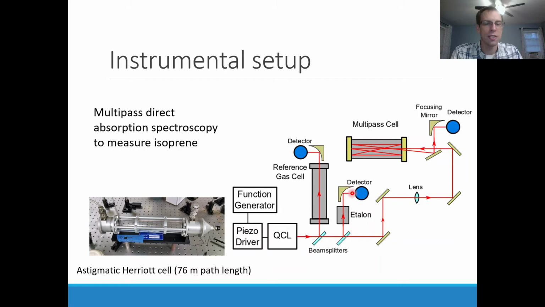And then we have detectors to see the light from both of those. The rest of the light is sent into our multipass cell. The picture of it is down here, which has a 76 meter path length. And then the light that exits the multipass cell is sent onto another detector. And so this is how we do our measurements.